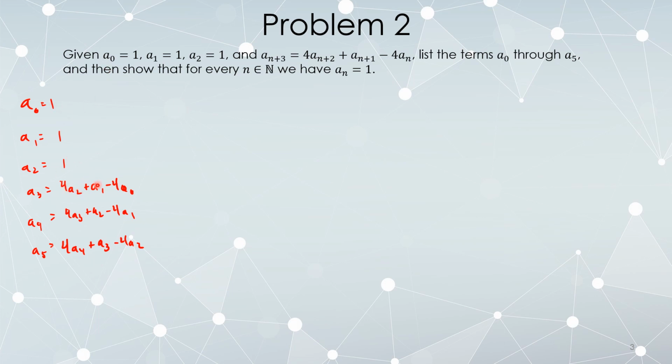A2 is 1, A1 is 1, A0 is 1. So this is 4 plus 1 minus 4. That results in 1. Now that we know A1 is 1, A2 is 1, A3 is 1, we actually have the same formula here. This is going to be 4 times 1 plus 1 minus 4, which is also 1. And then again, 4 times 1 plus 1 minus 4, which is also 1. So it really seems like we're just going to see 1, 1, 1, 1, 1 forever. That's exactly what we are now going to try to show.